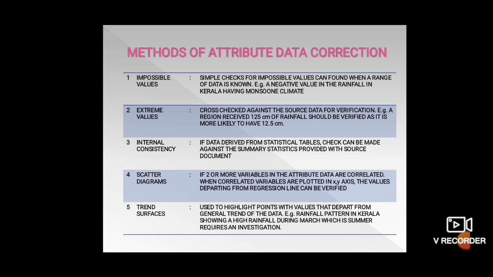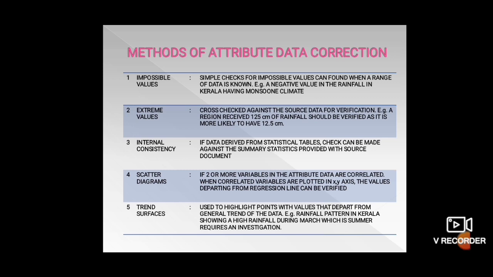If the data is received from a statistical table, we can make a cross-check against the summary statistics provided with the source document. Scatter diagram is another method of attribute data correction. If we have two or more variables in attribute data, we can correlate them. And while correlating the variables, we always plot them on an XY axis. If a value departs from the regression line, it needs to be verified.